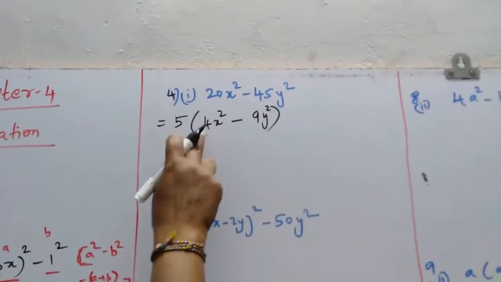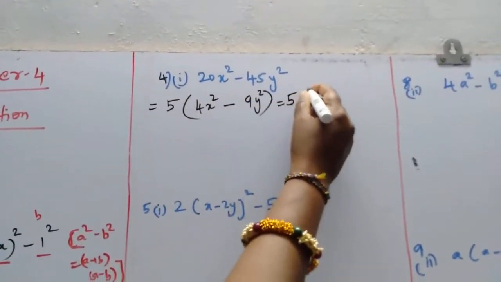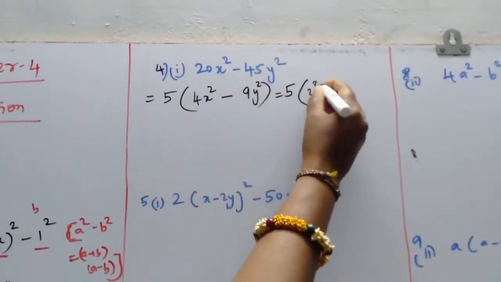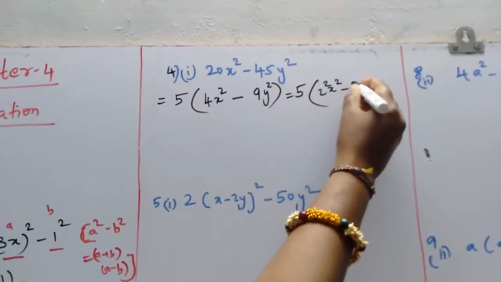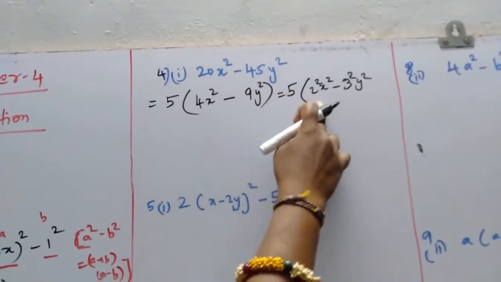The next step, we want to check whether these are square numbers. Yes. So put 5 common for both, and this can be written as 2 square x square minus 3 square y square, where 9 can be written as 3 square and 4 can be written as 2 square.